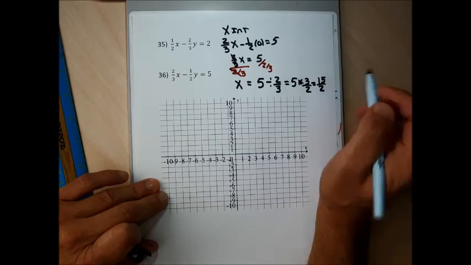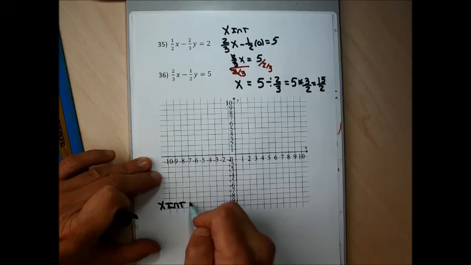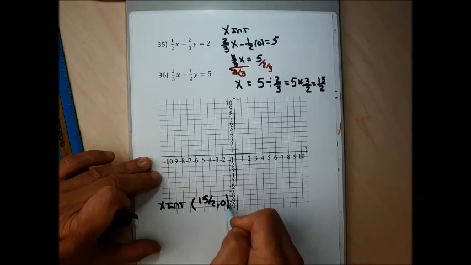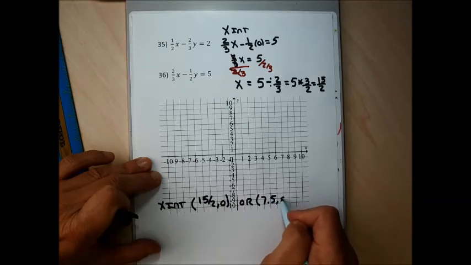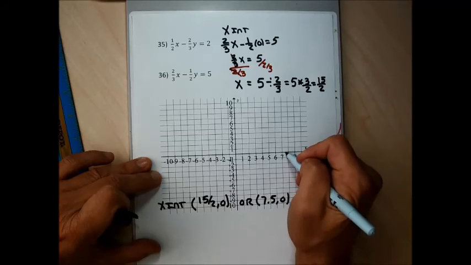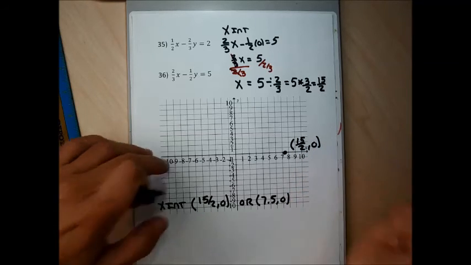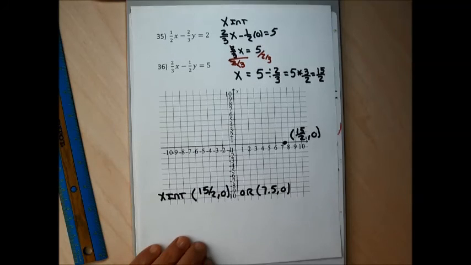get 15/2. So for this problem, the x-intercept is going to be 15/2, comma 0, or if you want to, 7.5, comma 0. So for my x-intercept, it's going to sit right on the x-axis. It's going to be 7.5, comma 0, or 15/2. The y-intercept I'll do similarly.